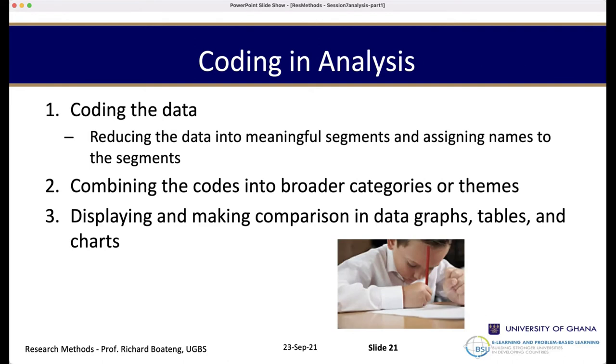Okay. Then after that, you can combine the codes to be able to identify whether there are broader arguments the codes are telling you. Then, after you have been able to build the codes and found the relationship between them, you can then display the data that you have in other forms, in terms of graphs, tables, and charts, to be able to do comparisons better.